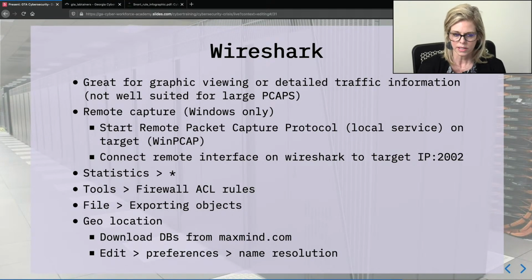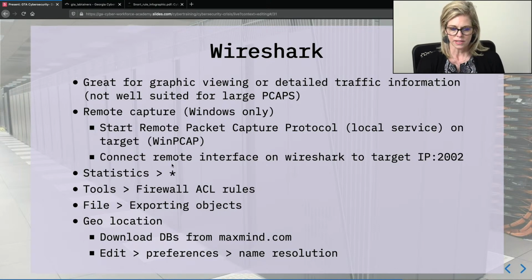It does have a very easy to use interface for graphic viewing. It's not well suited, of course, for very large PCAPs. You can have remote capture that can be performed on Windows only. So you're going to start that remote packet capture on a local service and then connect to the remote interface on Wireshark to target IP bound to the socket 2002.